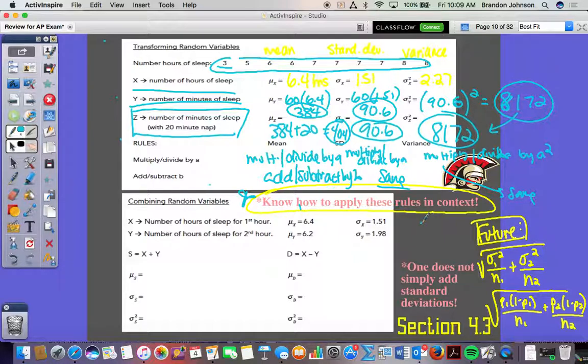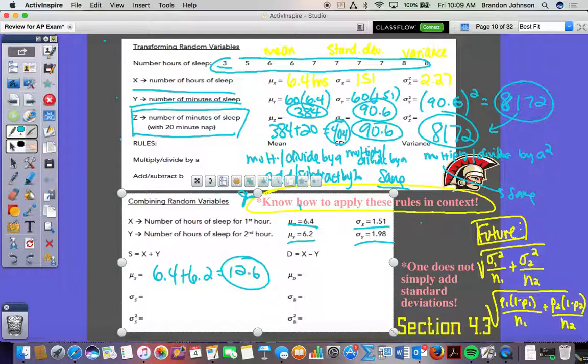Okay, down below, I think this will make sense here. We're going to take two variables and add them together. So let's say we have two samples, we have a mean, and we have a standard deviation. X plus y, what about the mean? Could we add the two means together? Yes, we could. So we would say 6.4 plus 6.2 equals 12.6. Good. Could we subtract them? Yes. So we've got 6.4 minus 6.2 equals 0.2. Nice.